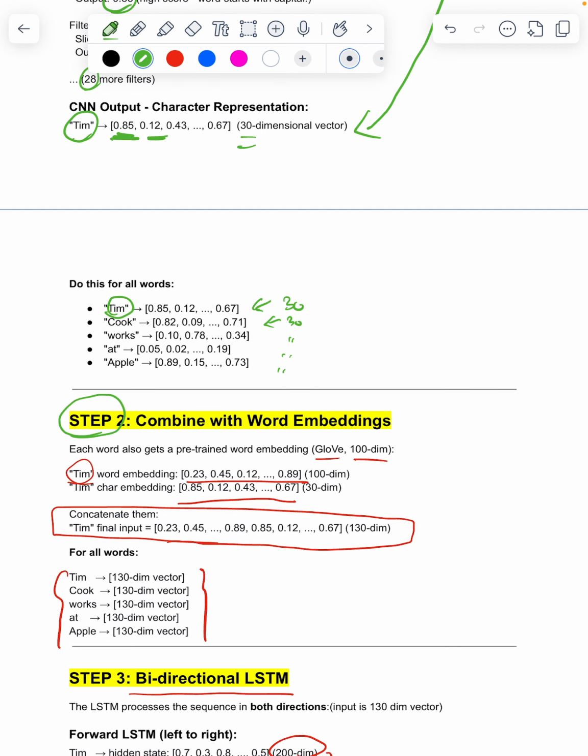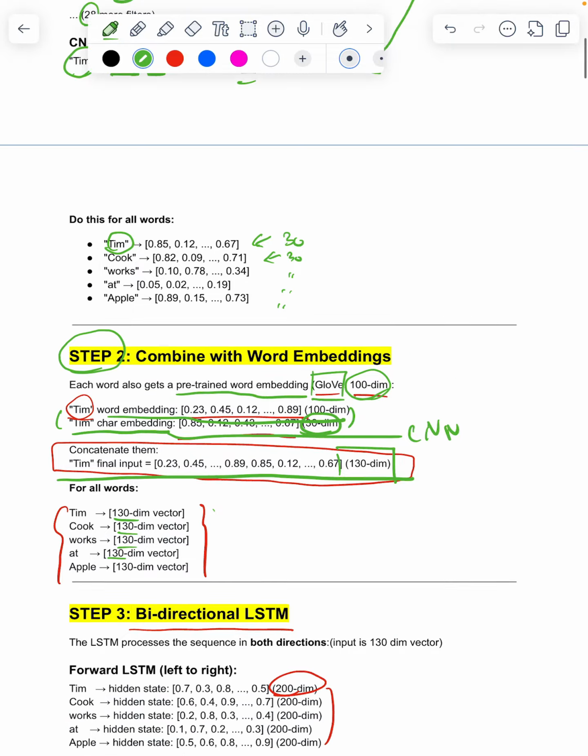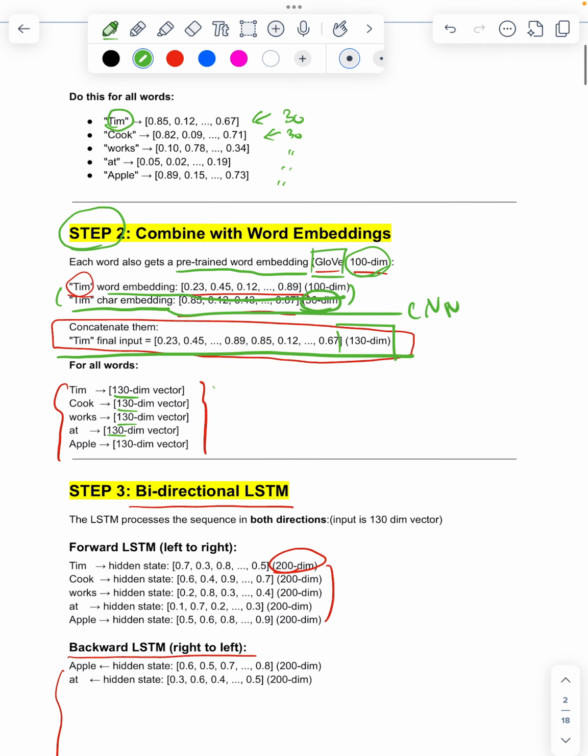Step 2 is the pre-trained word embedding using the Stanford GloVe architecture. This would generate a 100-dimensional vector, so Tim's word embedding would be, let's say, 100 dimensions, and Tim's character embedding from the CNN above would generate 30 dimensions. Now we concatenate them together, so this would be 130 dimensions. For all words, we have 130, 130, 130, 130, etc. And now we have the Bi-LSTM later.